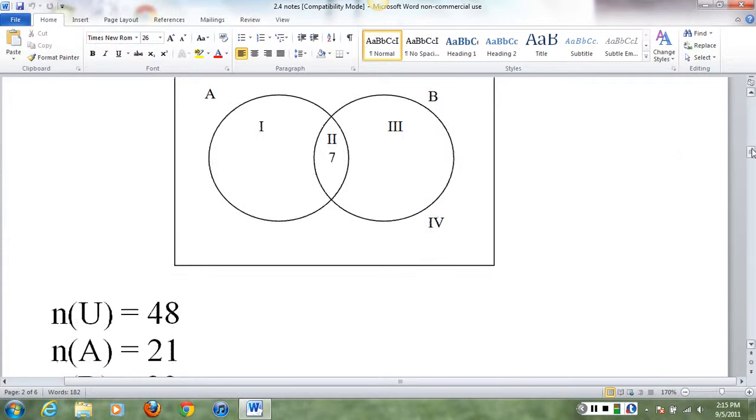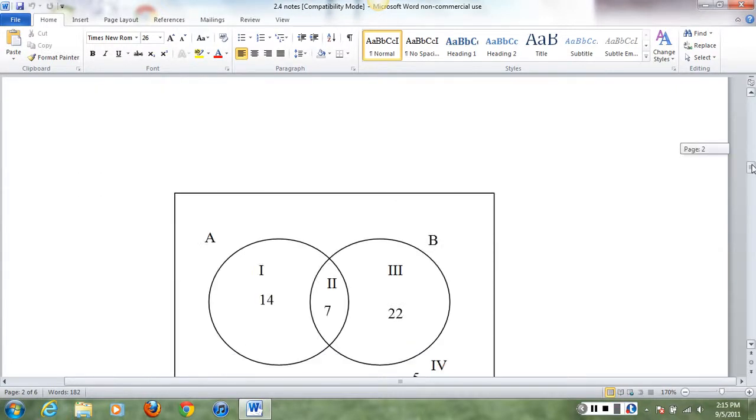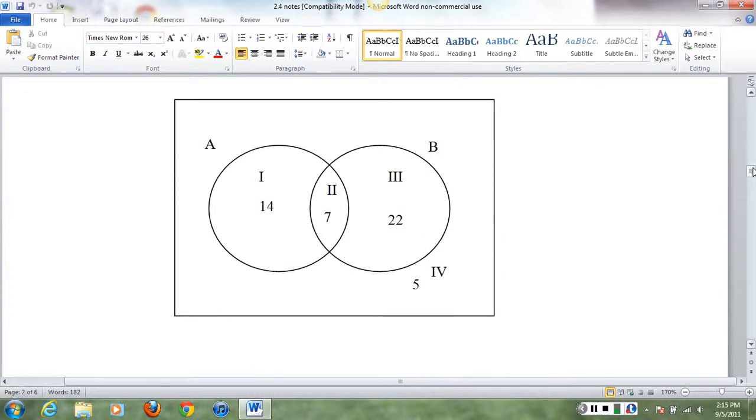In other words, if there are 7 of this element in between A and B, then how many elements are just in A, how many elements are just in B, and then is there anything left over? And we get with this. And we come up with these numbers based off the information I gave you.